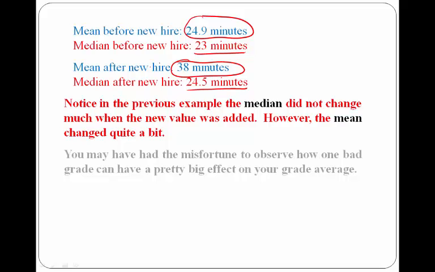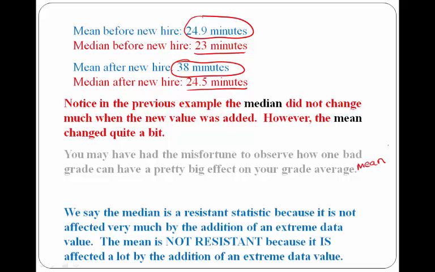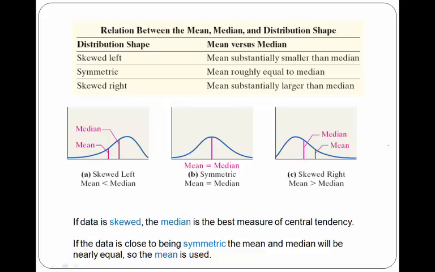You may have had the misfortune to observe how one bad grade can have a pretty big effect on your grade average, which is a mean. We say the median is a resistant statistic because it is not affected very much by the addition of an extreme data value. The mean is not resistant because it is affected a lot by the addition of an extreme data value. Here's some information about the relationship between the mean and the median and the distribution shape.